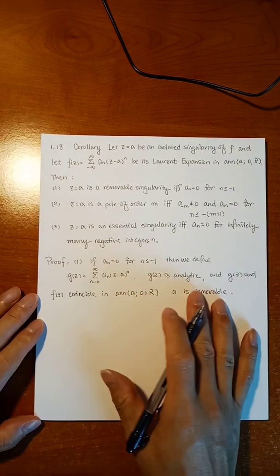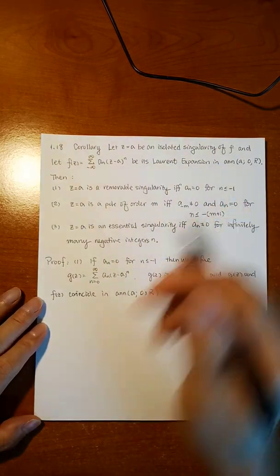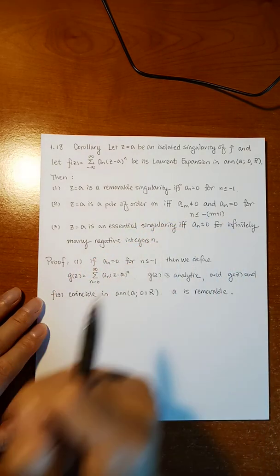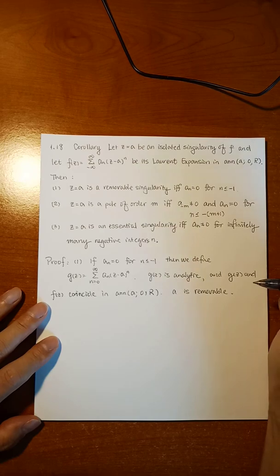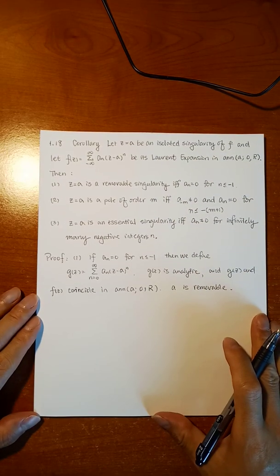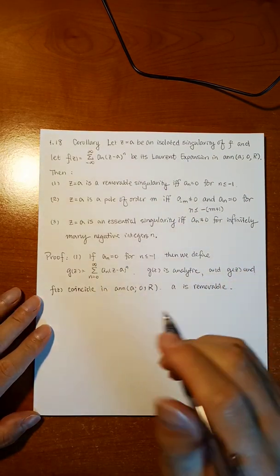All right, this is one direction. The other direction is obvious. If it is a removable singularity, then you will have a sub n equal to 0 for n less than or equal to negative 1. That's for sure. We actually had that discussion before.